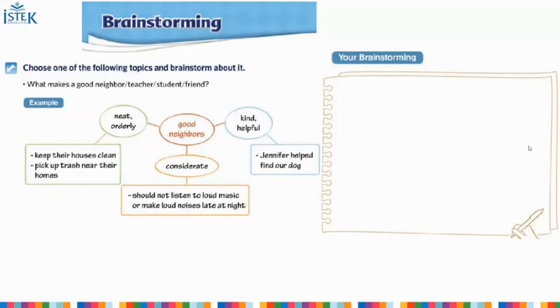We've got some supporting details for each main point. Neat, orderly: keep their houses clean, pick up trash near their homes. Second one, considerate: should not listen to loud music or make loud noises late at night. And the third one, kind and helpful: Jennifer helped find our dog. Remember, when you're doing brainstorming, you do not have to write in complete sentences. Writing words or phrases would be enough.